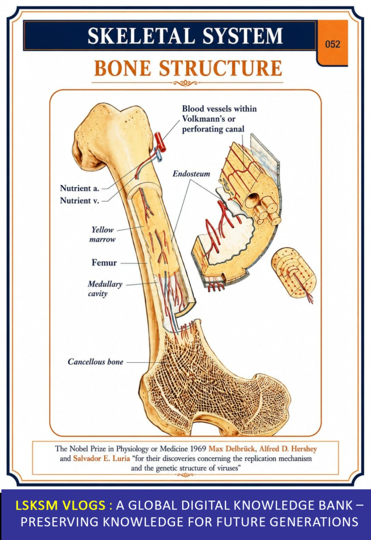Bone structure. Bone structure consists of compact bone, spongy bone, bone marrow, and blood vessels. These parts provide strength, flexibility, and blood cell production.